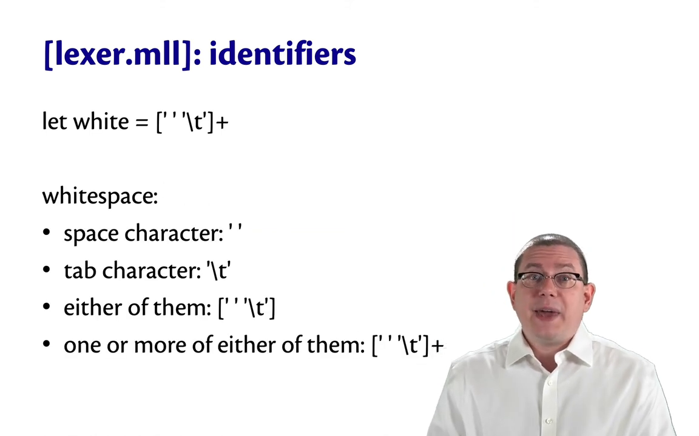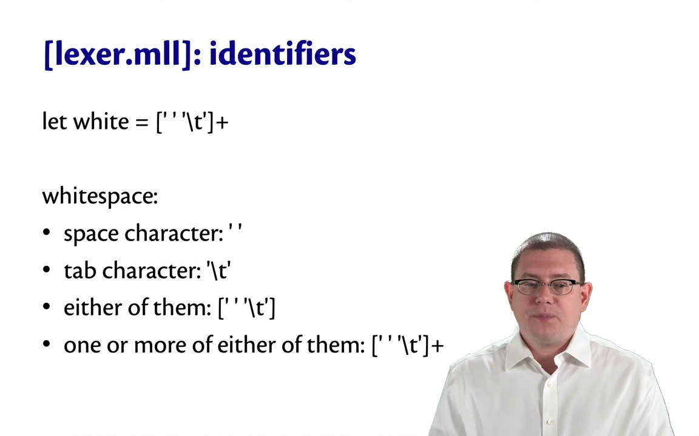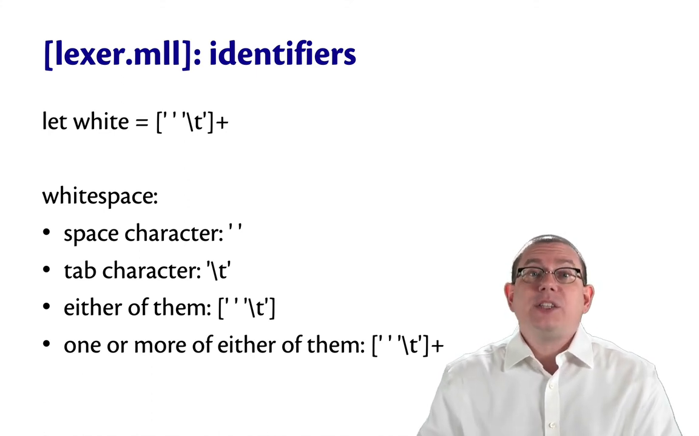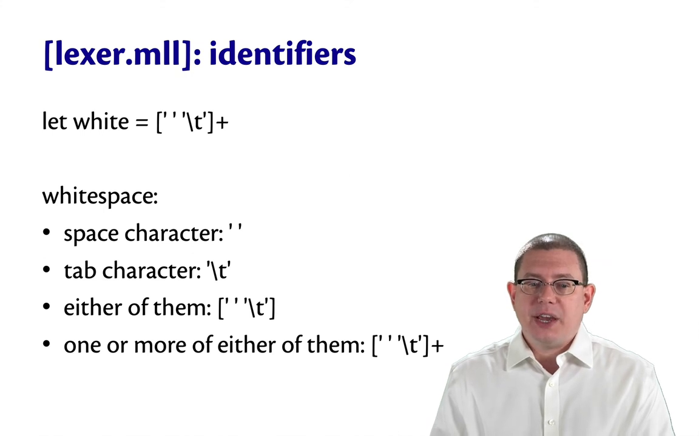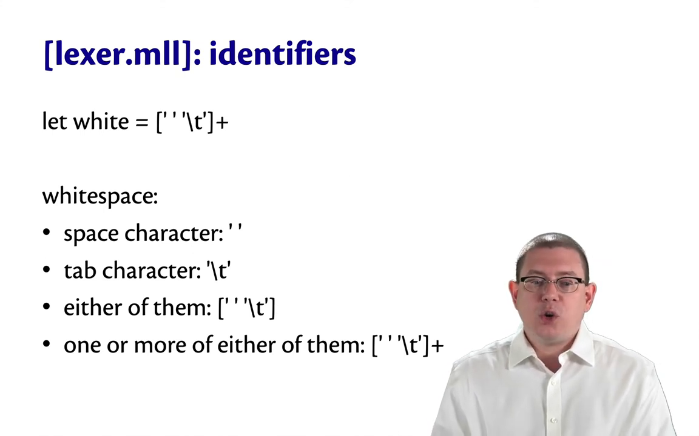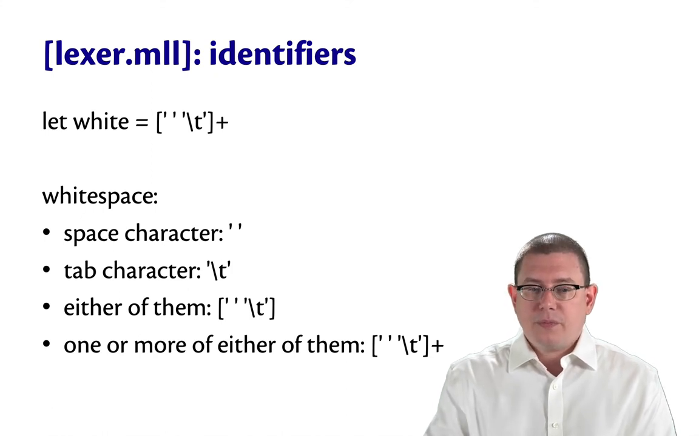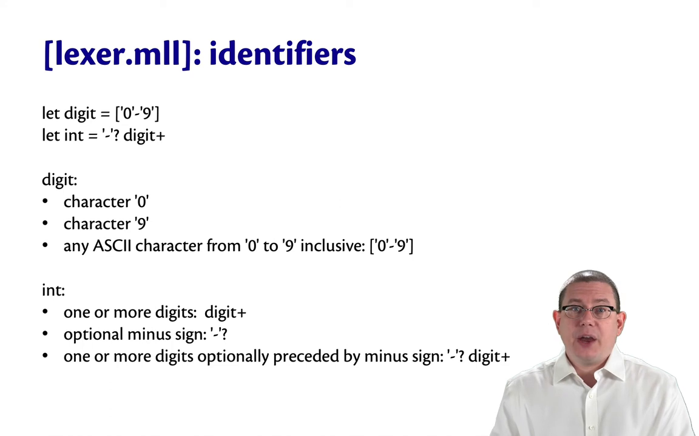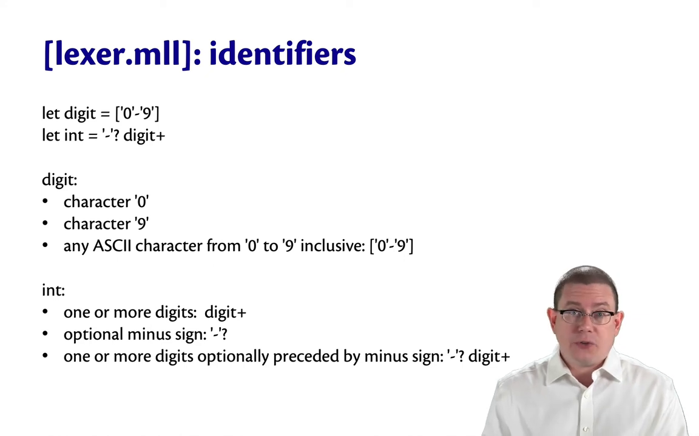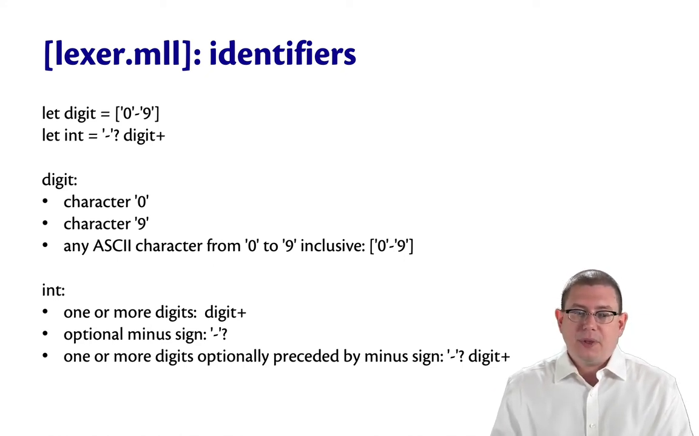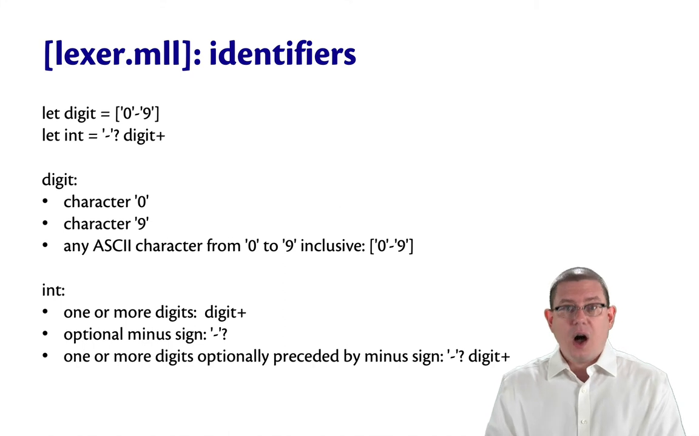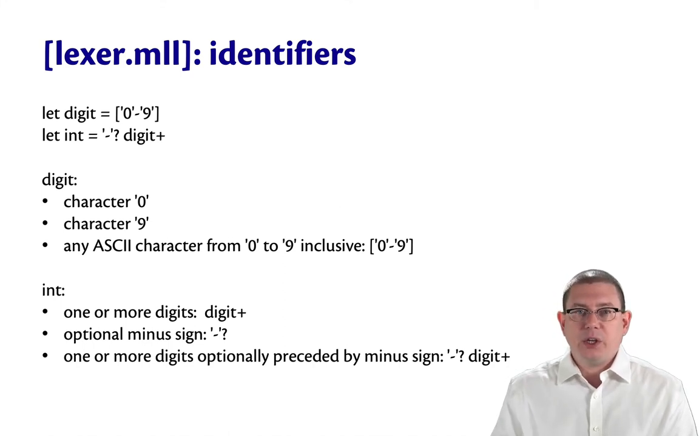White space was any space character or any tab character. And by putting them in square brackets, that's OCamllex's regular expression syntax for saying either one of them. And then I could follow that with plus to mean one or more of either. For digits, I had the character 0 and the character 9. I then put those together inside of square brackets with a dash to say any character from 0 to 9 inclusive in ASCII. An int was then one or more digits, so the plus meant one or more. Optionally, there was a minus sign in front of it. The question mark meant optional. And so an int then was one or more digits optionally preceded by a minus sign. So that's the regular expression syntax.